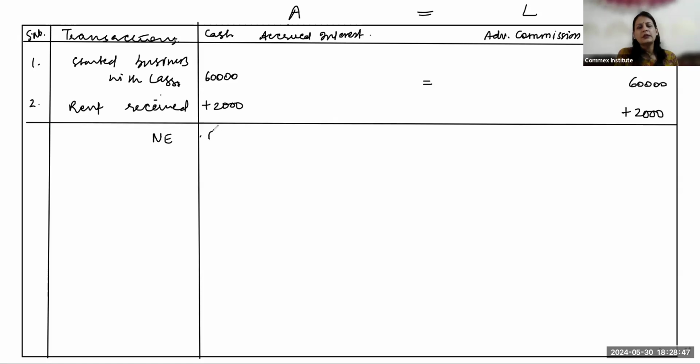New equation: 62,000 is the cash and 62,000 is the capital. You put the equal to sign. Per transaction, accrued interest. Accrued interest is 500. So 500 is the income of this year. I've added it to the capital. A new column on the capital side is created, and it's time for the new equation.